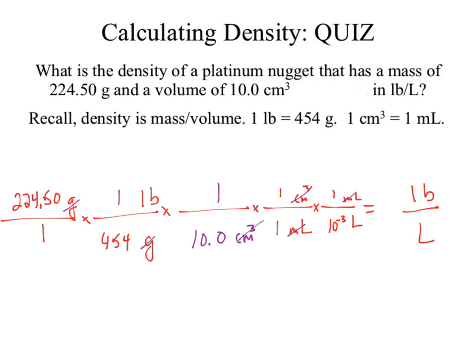We then moved through. He decided to convert centimeters cubed. I went grams and pounds. Does it matter? No. Multiplication and division are commutative. It doesn't matter the order in which we do them. His next step, he did 1,000 milliliters as 1 liter. Is that true? Yeah. Yes.